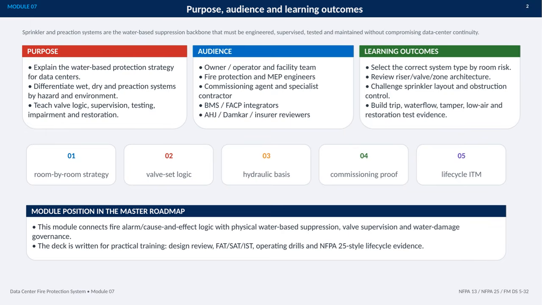By the end, participants should be able to select an appropriate system by room, challenge the hydraulic and layout basis, and build credible testing and restoration evidence. The module also connects fire alarm cause and effect logic with physical suppression and water damage governance, supporting design review, FAT, SAT, IST, operating drills, and lifecycle inspection, testing, and maintenance aligned with NFPA 13, NFPA 25, and FMDS 5-32.